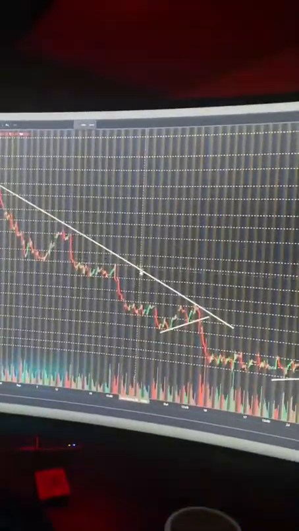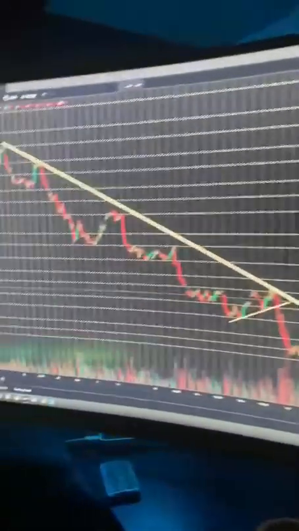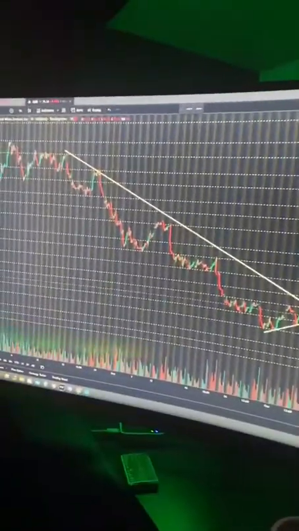So what I mean by static support and resistance is that it's fixed to these price levels. These horizontal lines are fixed. They don't move. They stay the same. I do not touch them for anything. I just leave them how they are.